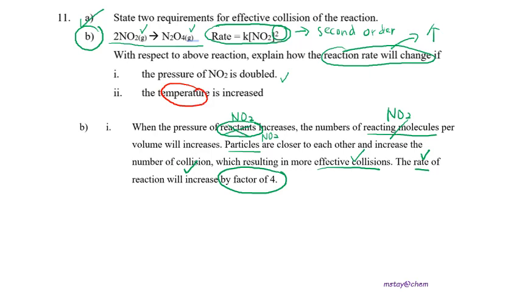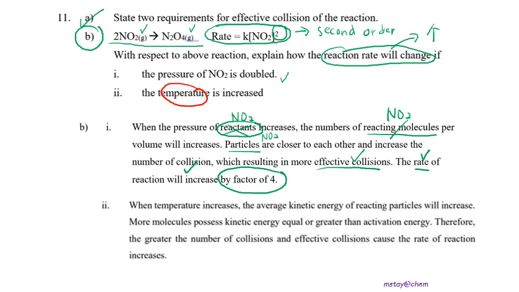So basically, you will notice that this explanation is quite similar to what we discussed in the previous slide. When the temperature is increased, the average kinetic energy of the reacting particles, again, you can change this to NO2, also increases. Then more molecules will possess energy equal to or greater than the activation energy. Then the number of collisions and also the effective collisions will increase and cause the rate of reaction to increase.